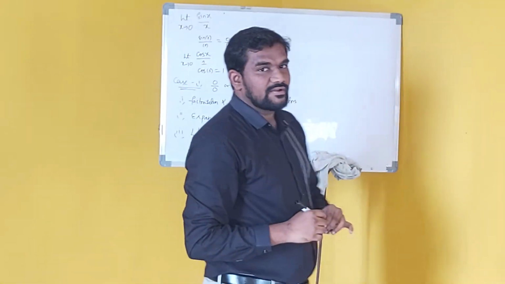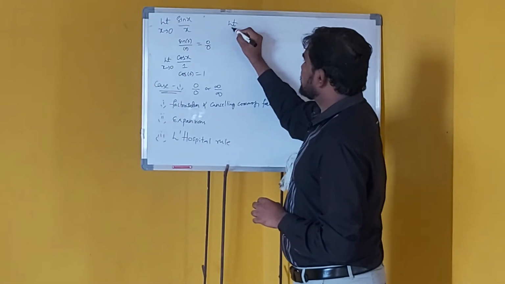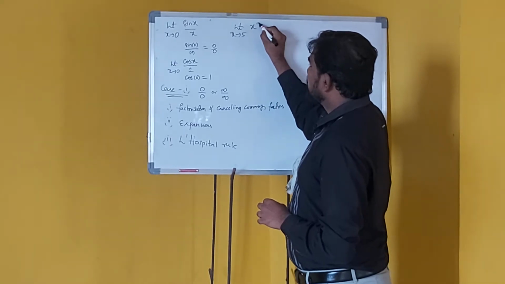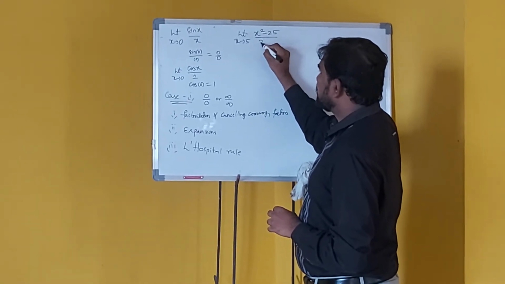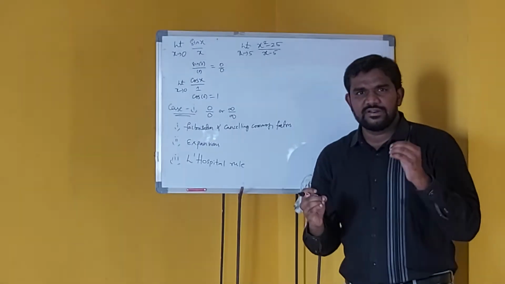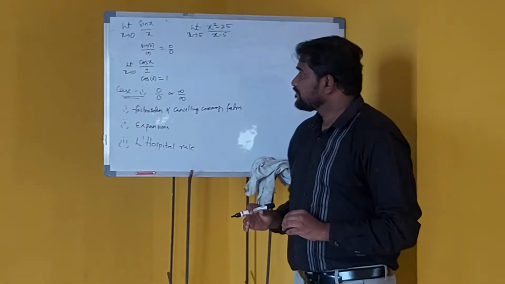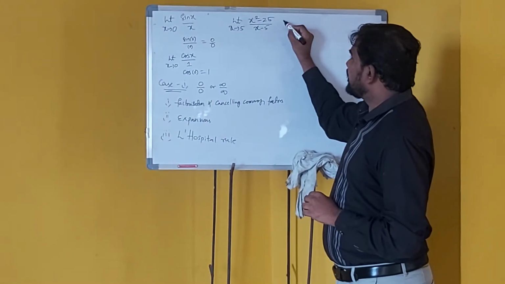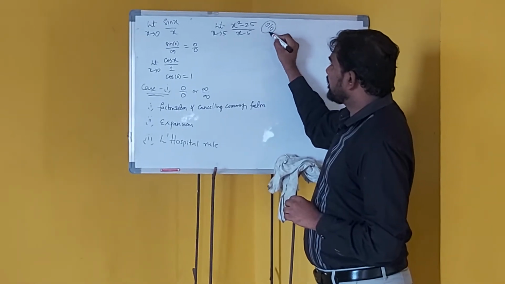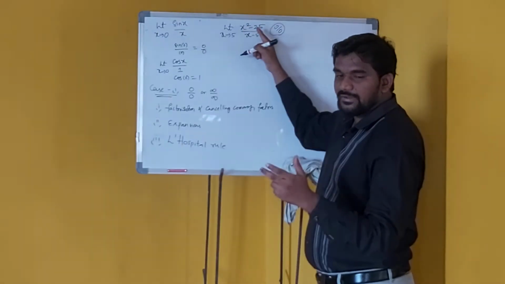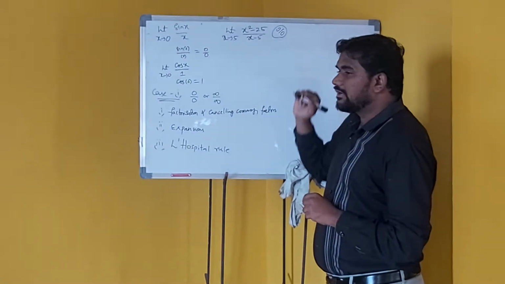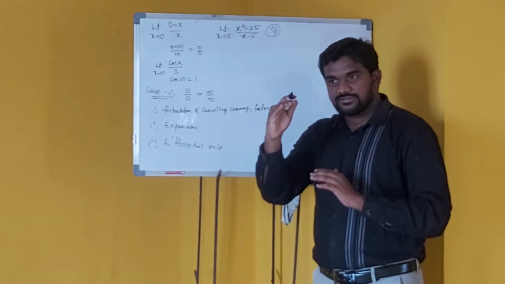So one more example quickly, then we will move on. The limit as x extends to 5 of (x square minus 25) by (x minus 5). A very famous, familiar, routine example. So if I keep x equal to 5, again I am going to get 0 by 0. 5 square, 25 minus 25, 0. And in the denominator 5 minus 5, 0. So it's 0 by 0.